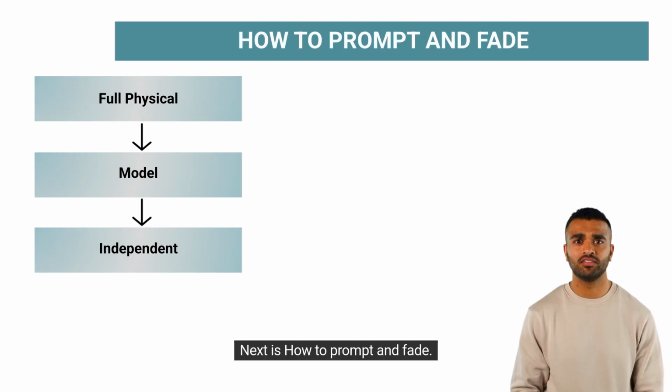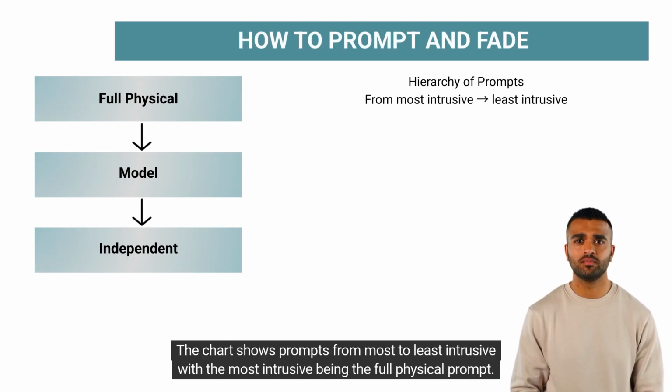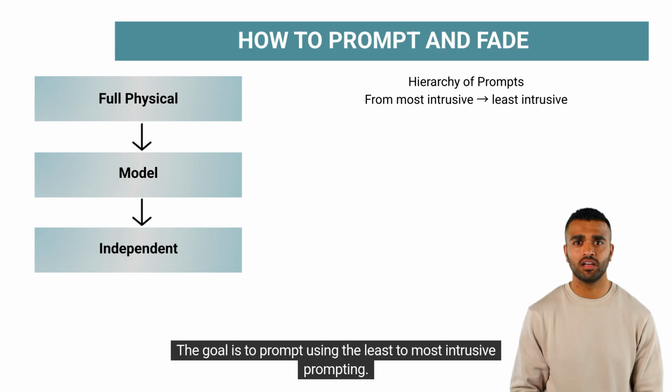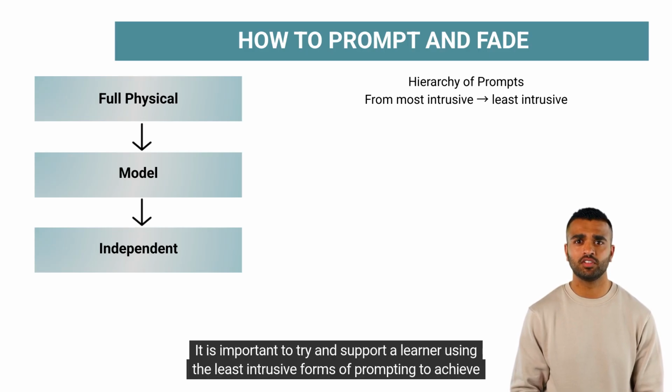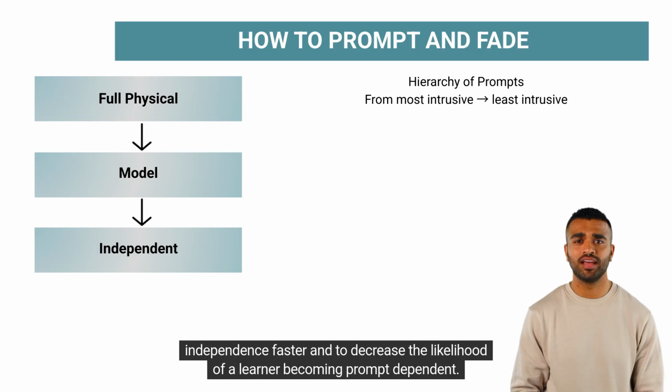Next is how to prompt and fade. The chart shows prompts from most to least intrusive, with the most intrusive being the full physical prompt. The goal is to prompt using the least to most intrusive prompting. It is important to try and support a learner using the least intrusive forms of prompting to achieve independence faster and to decrease the likelihood of a learner becoming prompt dependent.